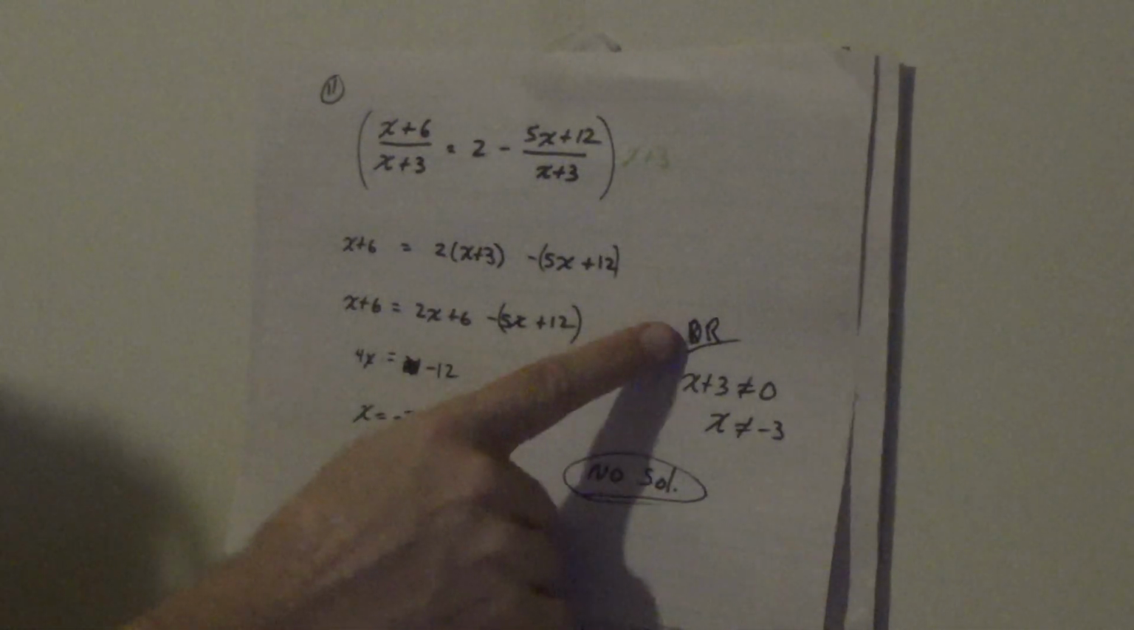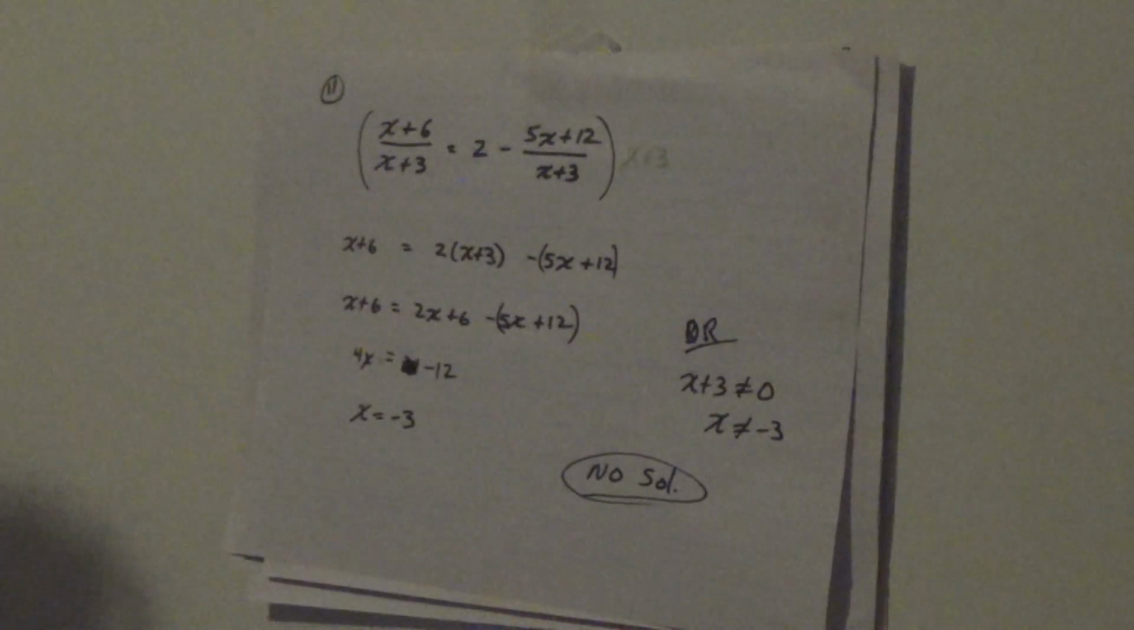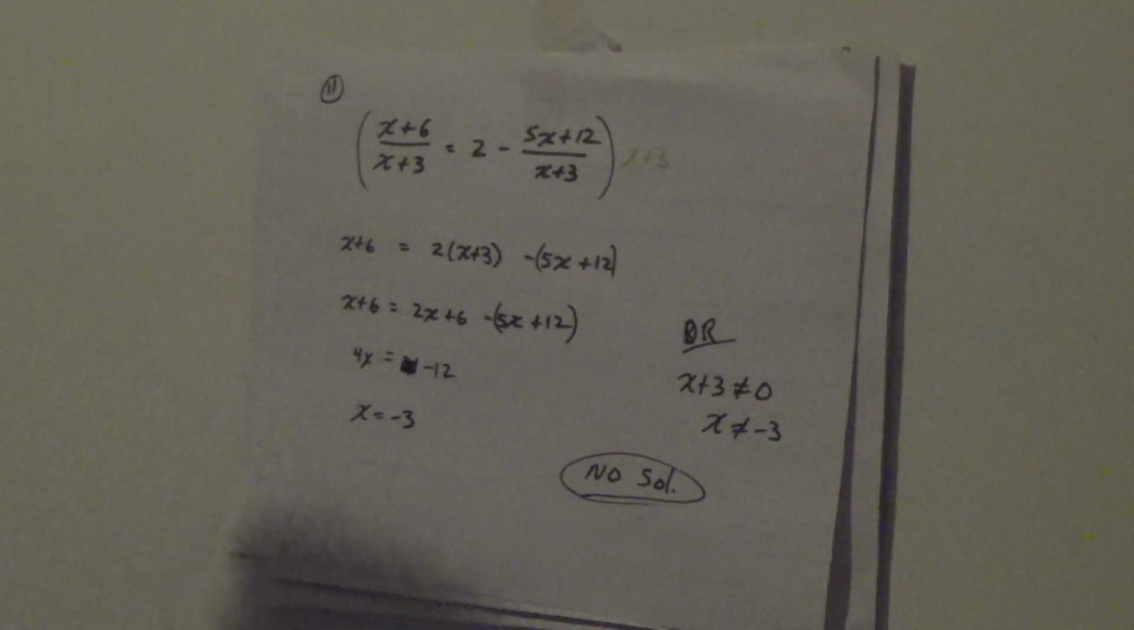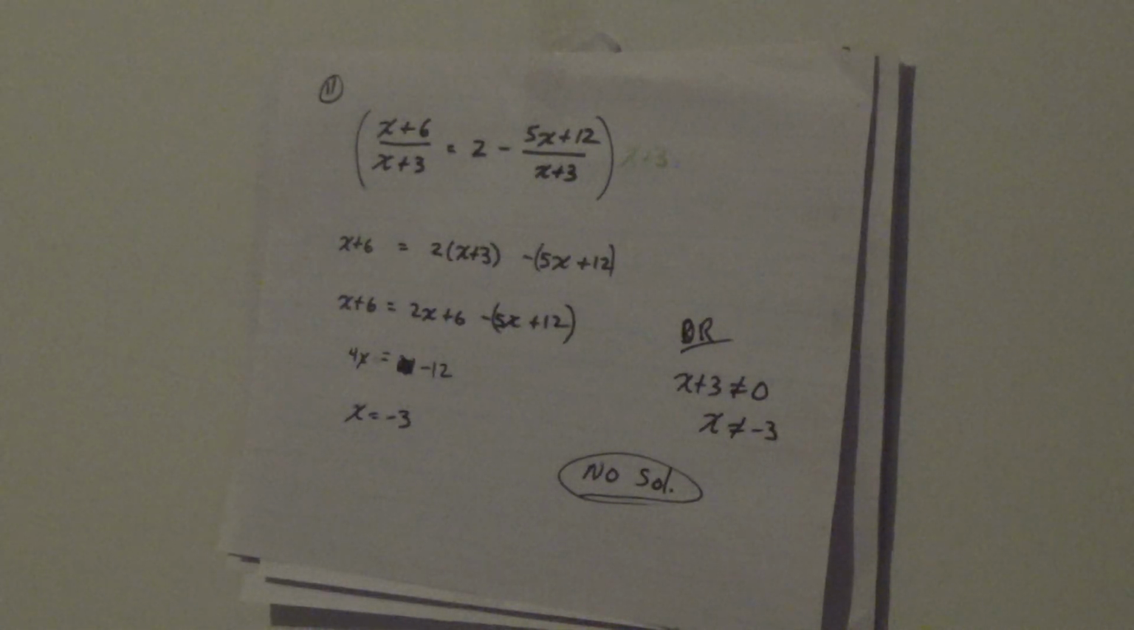Then when you check your domain, negative 3 is restricted. So number 11, the answer is no solution. And there you go. Those are the odd numbers on today's sheet.